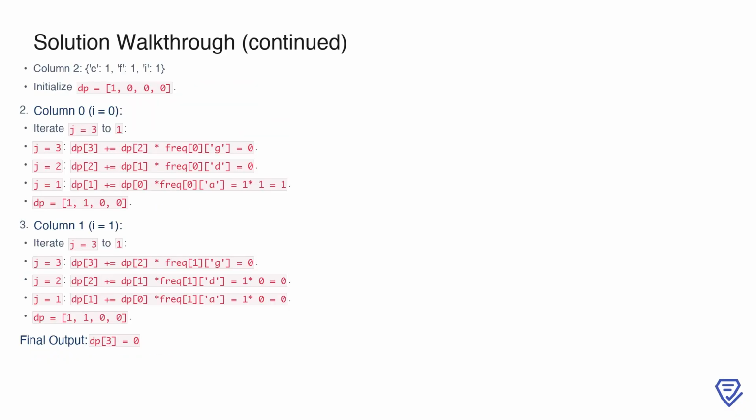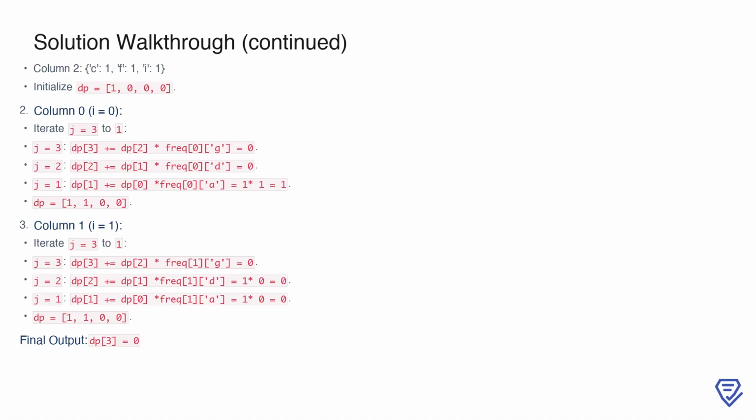In this final example, the input consists of 3 words, ABC, def, and ghi, and the target is adg. After initializing, we find that the words have a length of 3, so m equals 3, and the target length is also 3, so n equals 3. The frequency of characters in each column is calculated as follows. Column 0 contains a1, d1, g1, column 1 has b1, e1, h1, and column 2 contains c1, f1, i1.